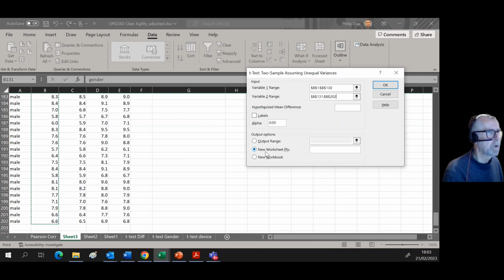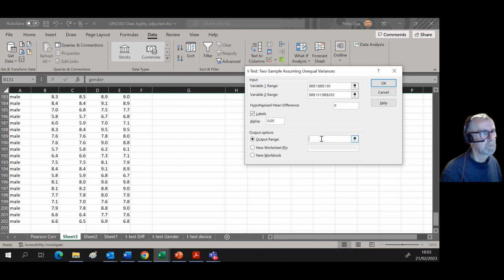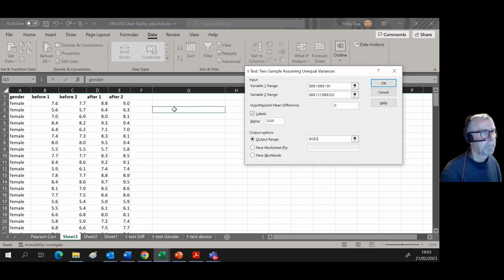Think about what you expect the null hypothesis to be, or rather what the outcome will be. Obviously, we hypothesize there to be 0 difference. We want the labels. I'm going to put the output range. Let's scroll to the top, put it there. Before I hit OK, what do you think is going to be the result? Do you think we're going to get a p-value less than 0.05 or greater than 0.05? Are we going to reject the null hypothesis of there no difference between the men and the women, or not? What do you think? Let's find out.